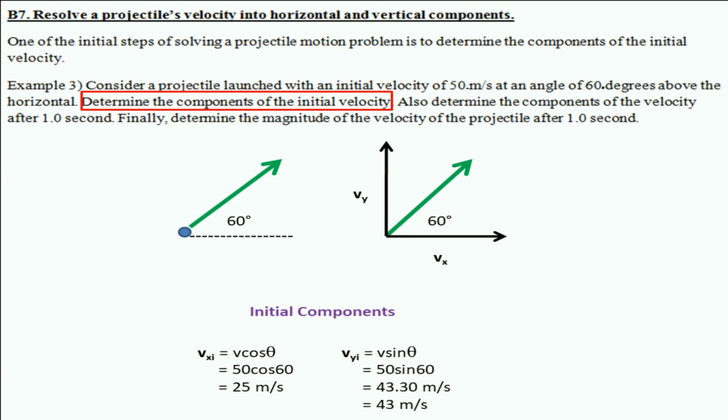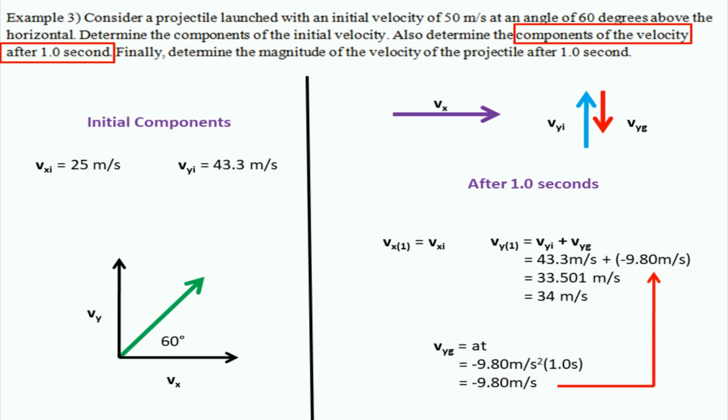Therefore, if you resolve these 43 meters per second and 25 meters per second, we'll still get back the 50 meters per second. Right. Let's solve the other part of the question, because this is the first part which says we should determine the component of the initial velocity. Now let's go to the part that says we should determine the component of the velocity after 1 second.